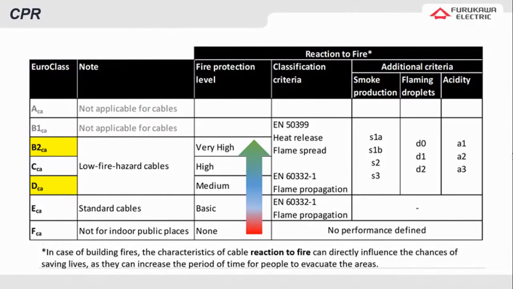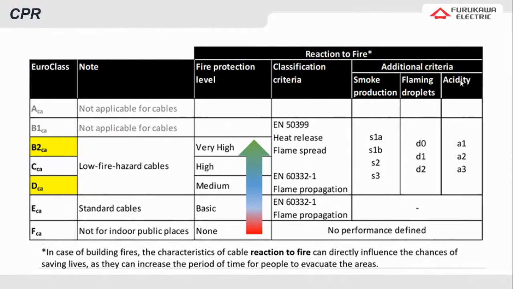Then we have the non-flame propagator Euro classes. They are ECA with a basic reaction. This is what we would call a standard cable. Then we have DCA with improved reaction, CCA with reduced reaction, and B2CA with low reaction. For this set of low fire hazard cables, there are some additional classifications that can be specified. They are listed here on the right. They have to do with smoke emission properties.